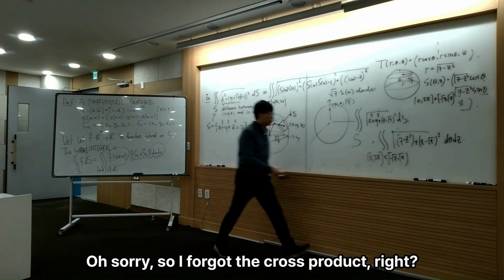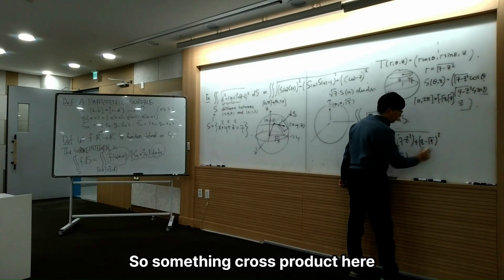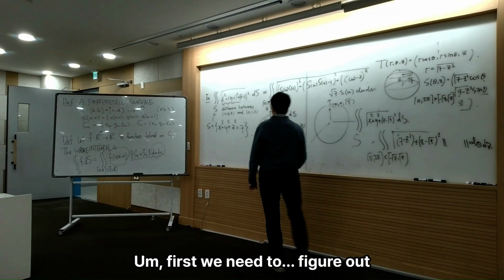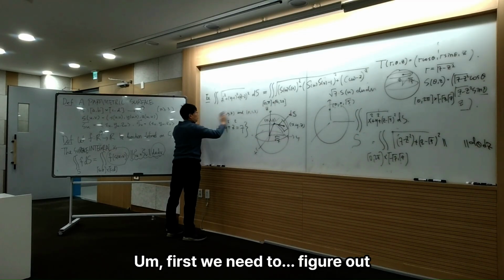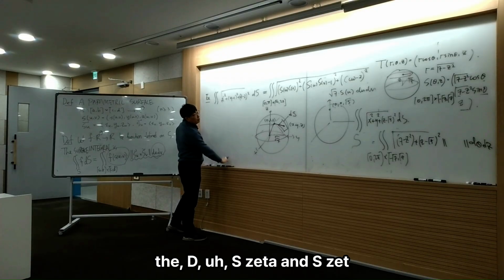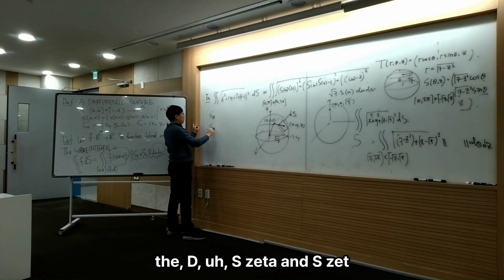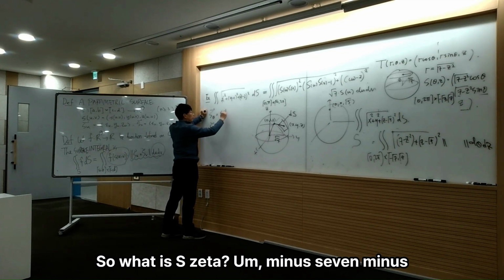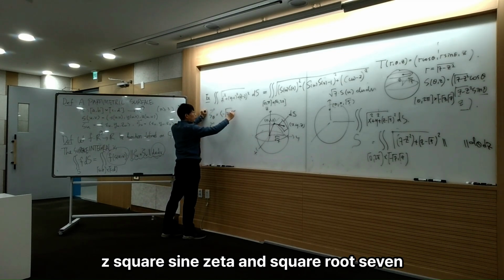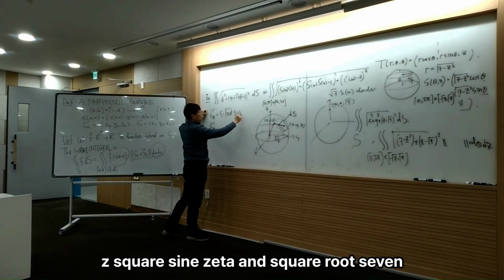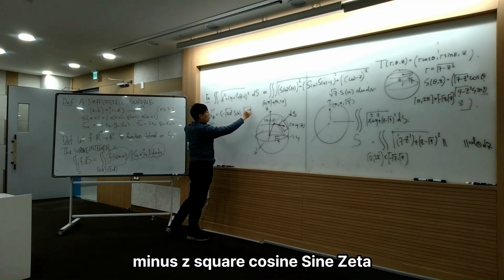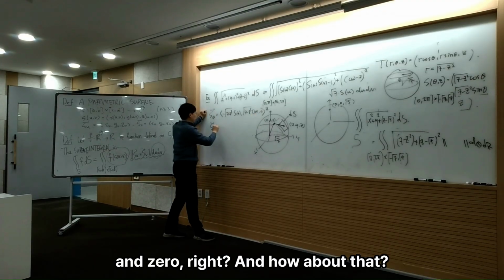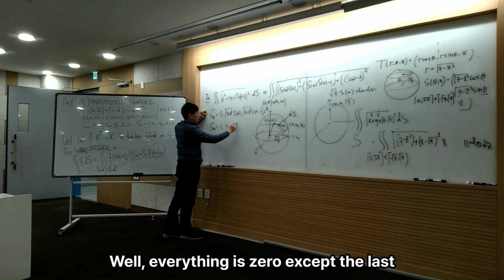Oh, sorry, I forgot the cross product, right? So there's a cross product here, times dzeta dz. Let's find this cross product. First, we need to figure out S_zeta and S_z. So what is S_zeta? It's minus square root of 7 minus z squared times sine zeta, square root of 7 minus z squared times cosine zeta, and 0, right? And how about S_z? Everything is 0 except the last component.